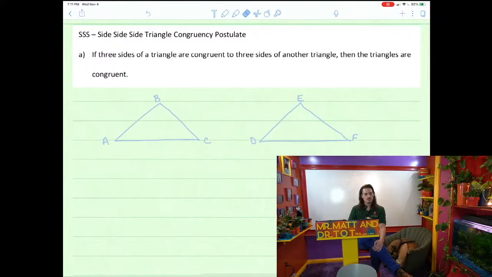If you have any questions, then please let me know. Otherwise, let's take a look at side. So notice there's no angles in this one. It just merely says if the three sides of a triangle are congruent to three sides of another triangle, then the triangles are congruent. Now, a little forewarning, there is a similarity postulate that is angle.